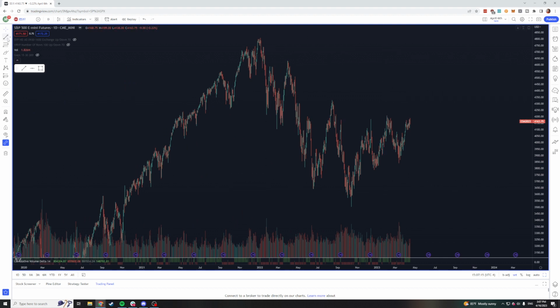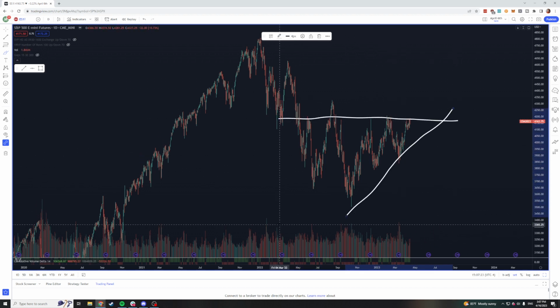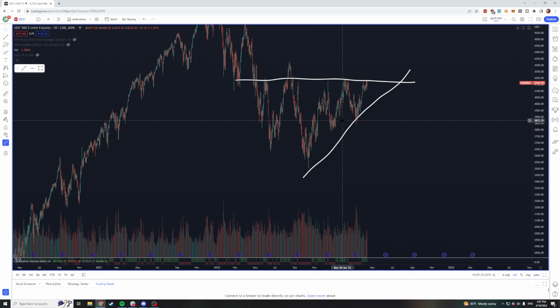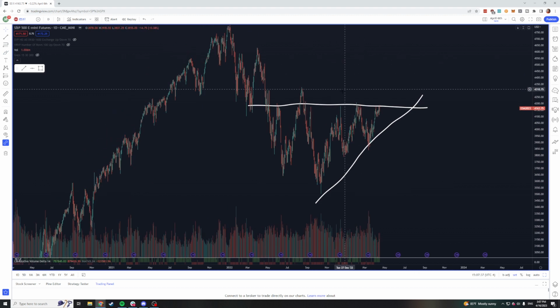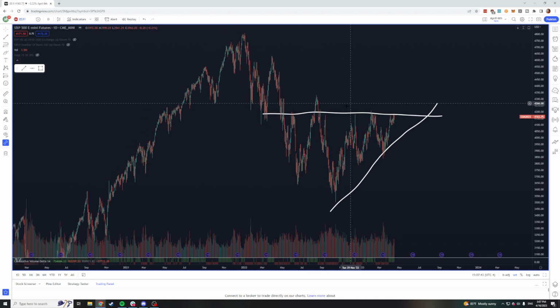If you can't see it, I will draw it for you. I'm gonna use a brush tool for now. So we have this here, and we have this here, right? We have this general kind of wedging triangle shape forming on the daily chart. This is a really, really big shape, but it's pretty important because this is going to dictate everything else that happens.